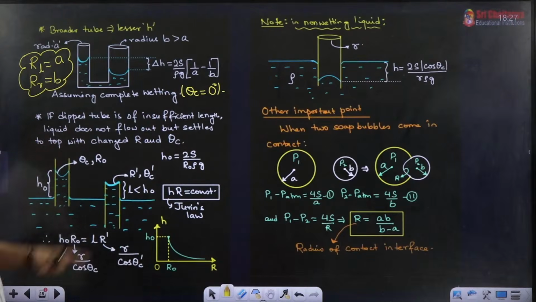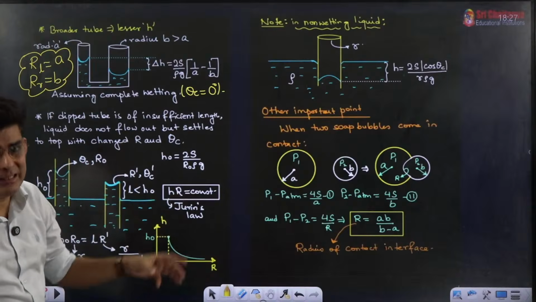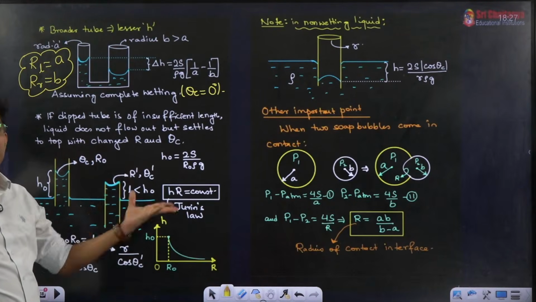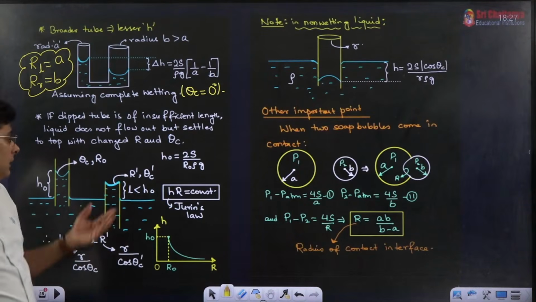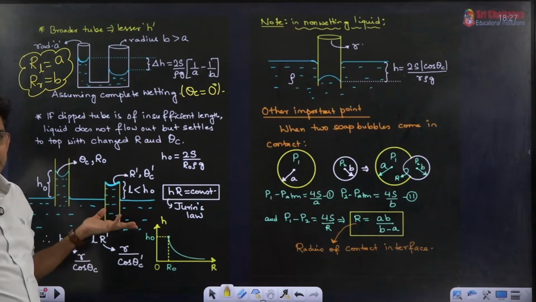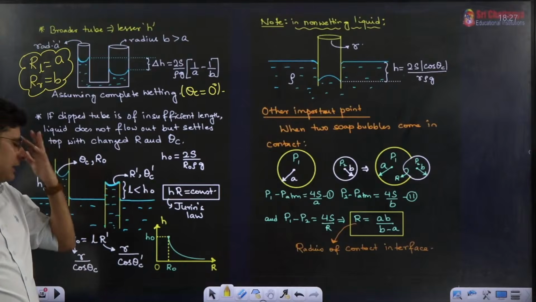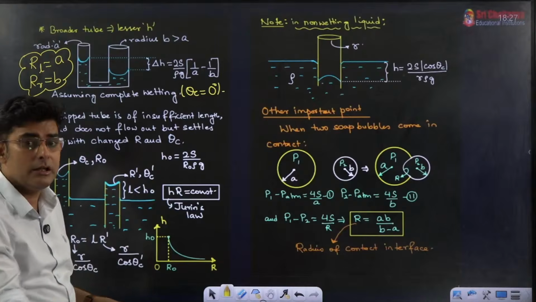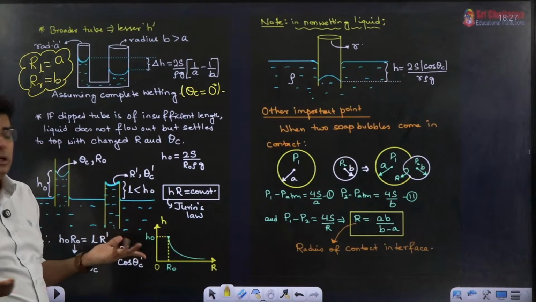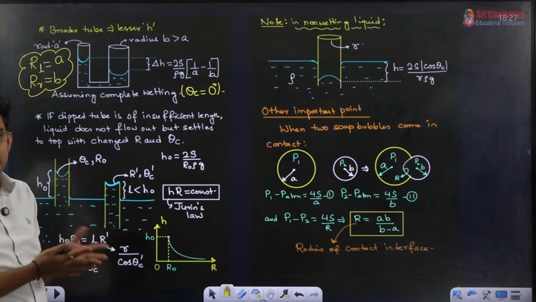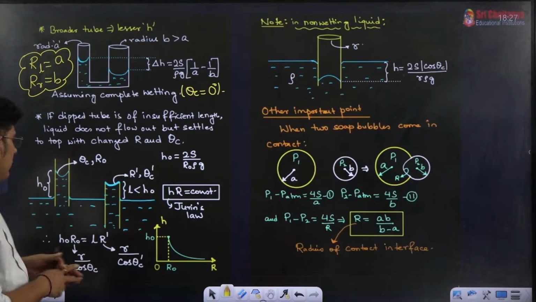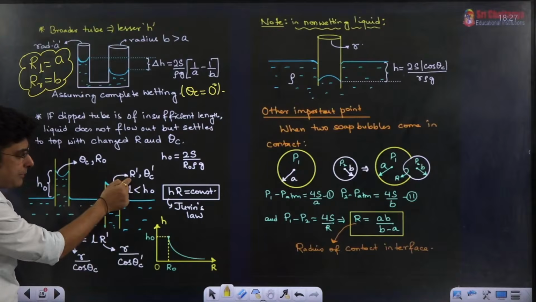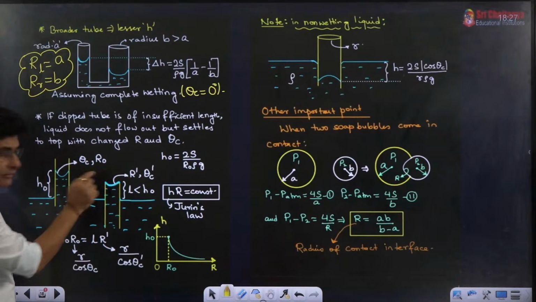Next, if the dipped tube is of insufficient length, the liquid will not flow out, because it would violate conservation of energy; you would be giving energy without any particular source. You cannot create energy by yourself. So that's why it will not flow outside. It will change the shape of the meniscus. The radius of curvature R and theta c of the meniscus will change.